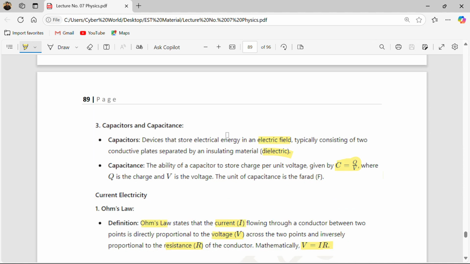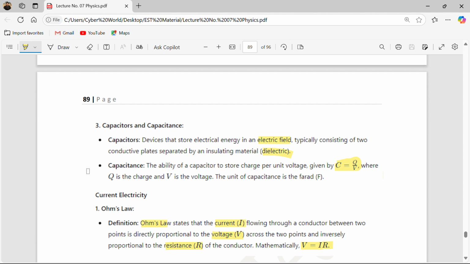Okay, now move on towards capacitors and capacitance. What are capacitors and capacitance? Basically, capacitors are energy storage devices that store energy in the form of an electric field, in which there are two conductors separated by an insulating material, and that insulating material is known as the dielectric. And what is capacitance? Capacitance is basically the ability of a capacitor to store charge.